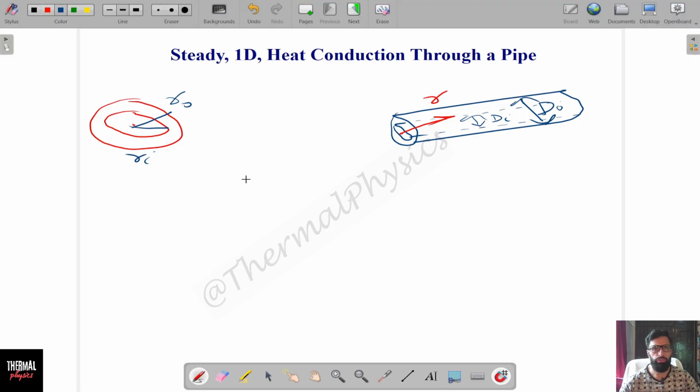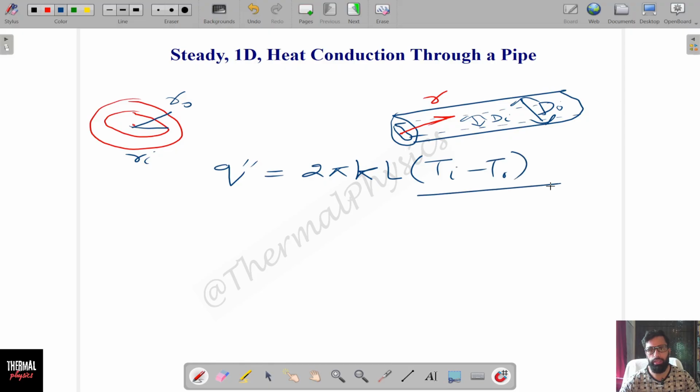So from the theory, we know that the heat transfer will be 2 pi k L times T inner minus T outer, divided by ln outer radius by inner radius. This is the heat transfer that we find through this thickness along this radial direction.